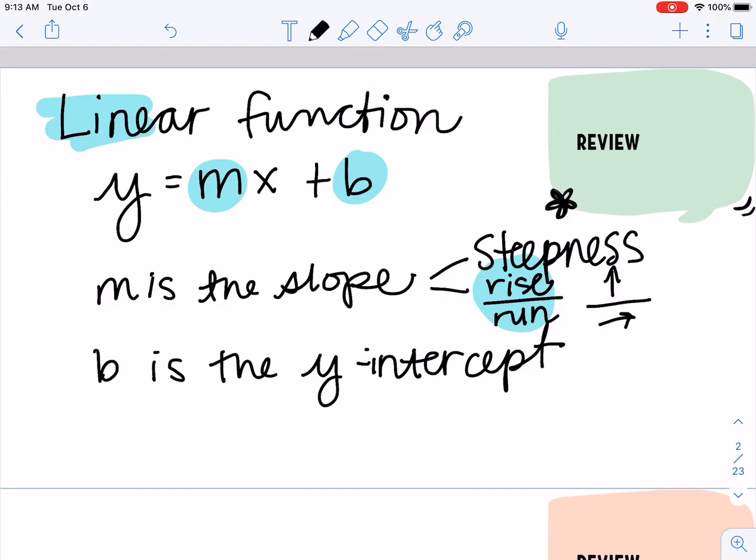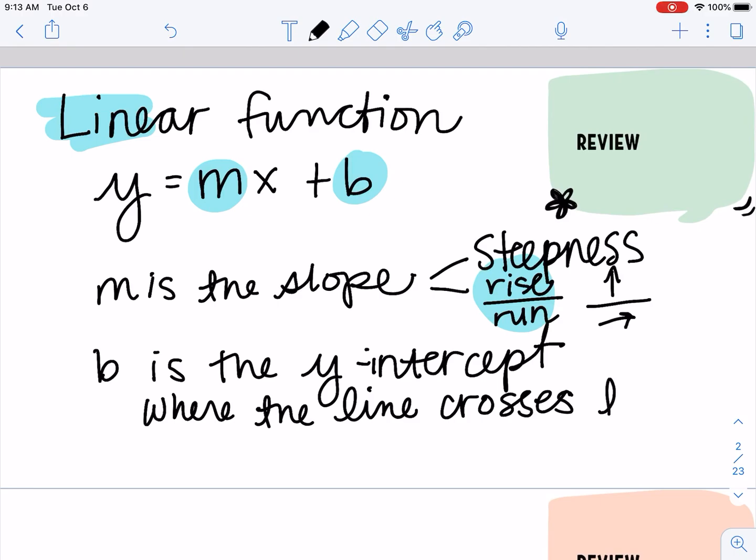And the y-intercept b, that is where the line crosses the y-axis. Okay, pause the video, make sure you get all of that down.